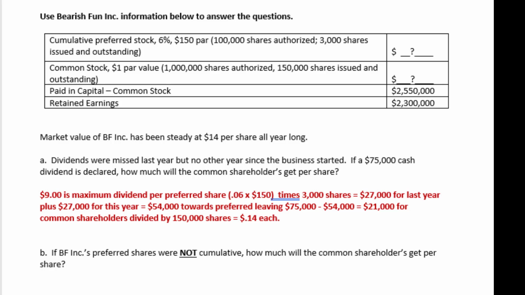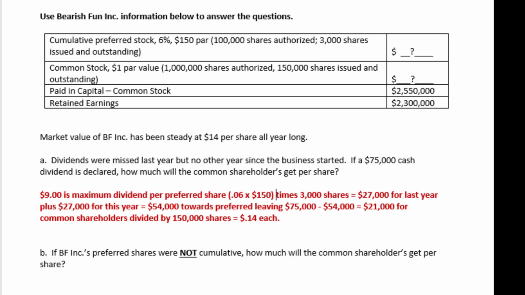So $9 is the maximum dividend per share. That's the 0.06, the 6% times the $150 par. And that is times the 3,000 shares outstanding. So we always pay dividends to external parties, not to ourselves. And so that's $27,000 per year. And we have to pay last year, the year in arrears, the missed year, and the current year, $27,000, for a total of $54,000, which would satisfy the preferred shareholders' rights to dividends.